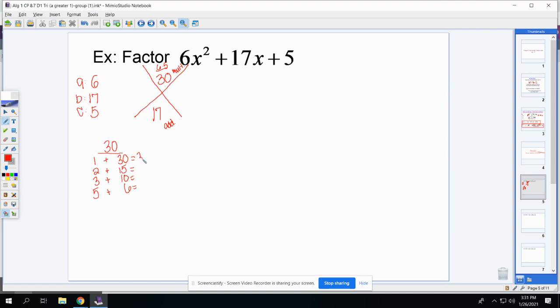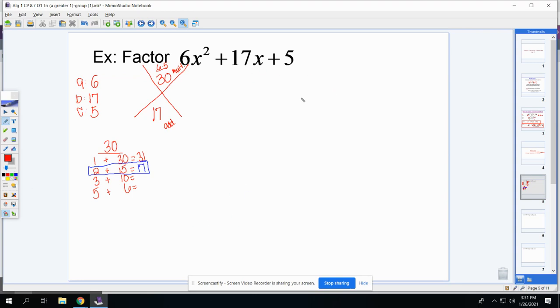1 plus 30 here is 31. Looks like it'll be 2 plus 15 right here, that adds to give us 17. That's exactly what we're looking for. So we're looking for 2 and 15. They multiply to give us 30, add to give us 17. Those are going to be our 2 magic numbers.